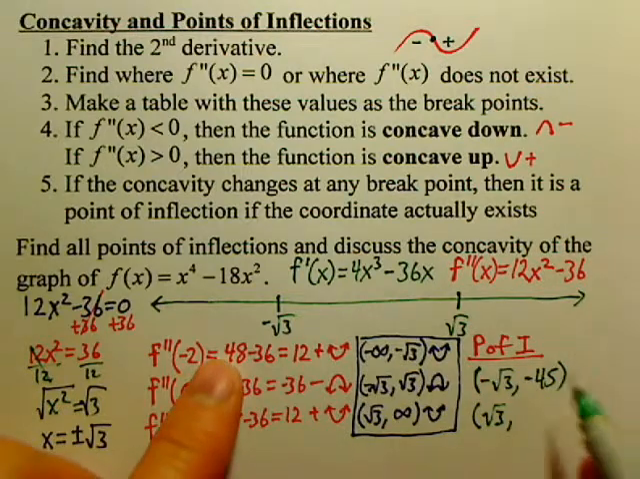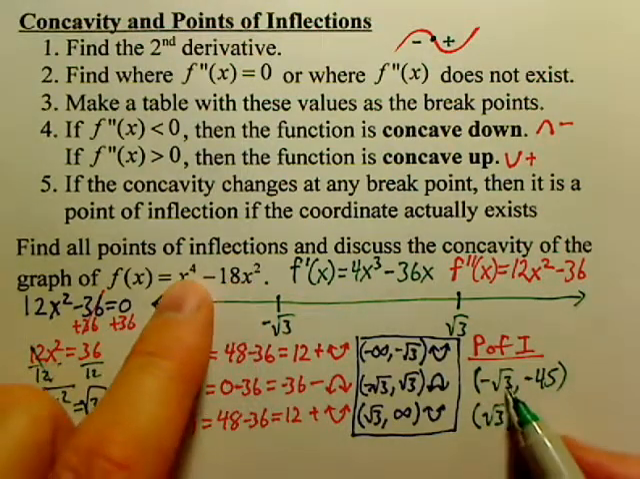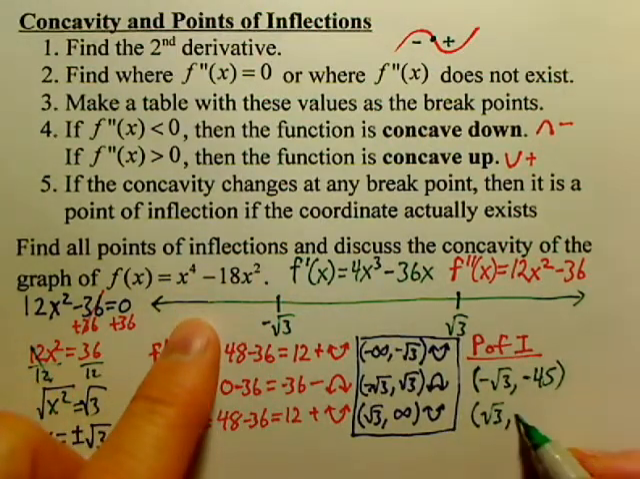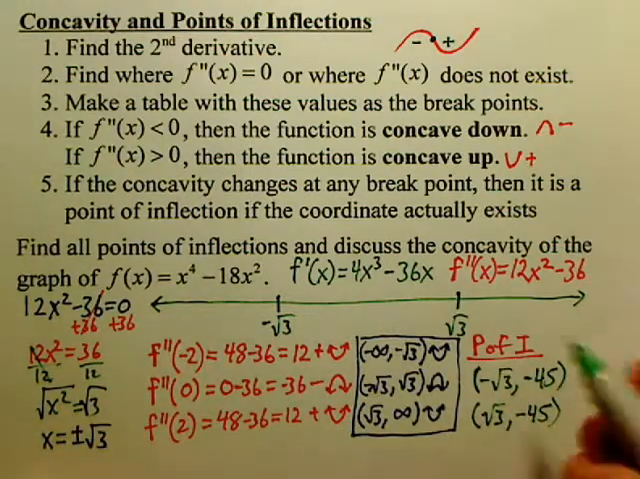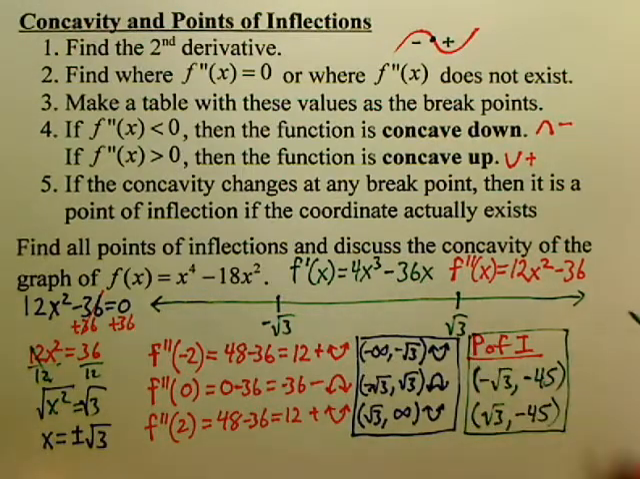Now if I plug in the other one, aren't these both going to give the same answer? Because negative or positive with these even powers, they end up with the same answer. So both of these would be negative 45. So those are the coordinates of my points of inflection. They actually exist, and they change concavity, like I said earlier.